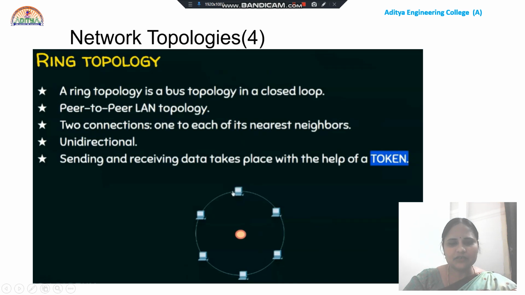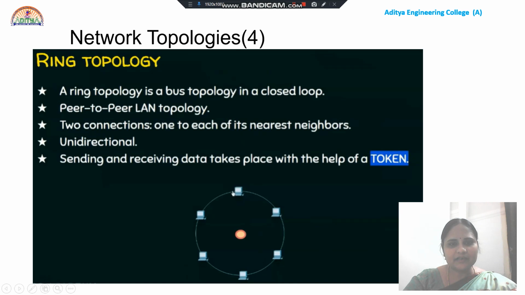If you observe, every node has two connections, one to each of its nearest neighbors. This node has one neighbor and this is another neighbor. Similarly, for any node, you can observe the nearest neighbors are two, and two connections are maintained. In this ring topology, the data transportation is obviously in a single direction, that is unidirectional.